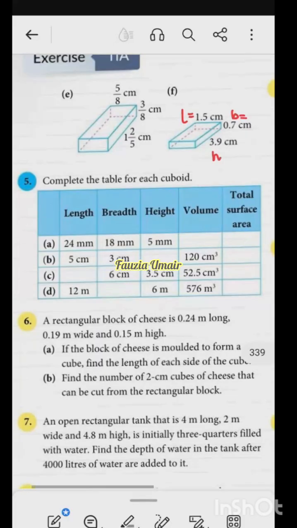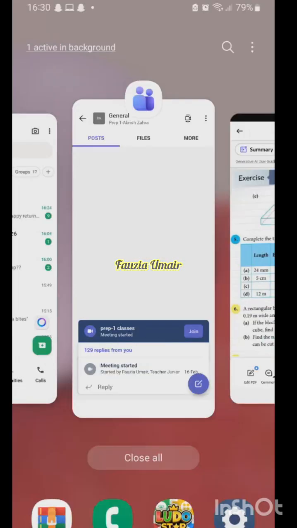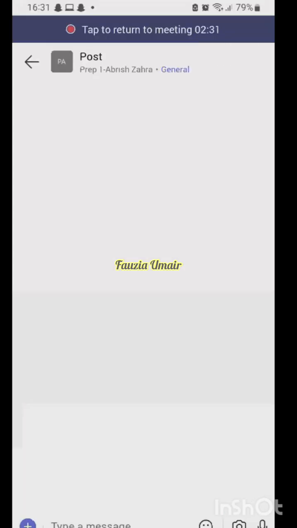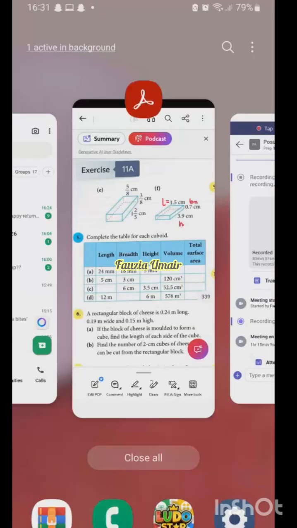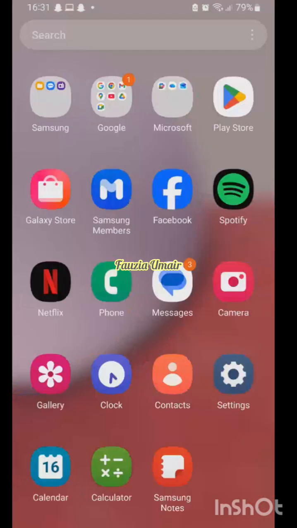Can you see the questions on your screen? No, ma'am. Is the screen not shared? Ma'am, now it is visible. All right. So I'm opening the whiteboard so that we can write down the first question. We will start with question number 5.